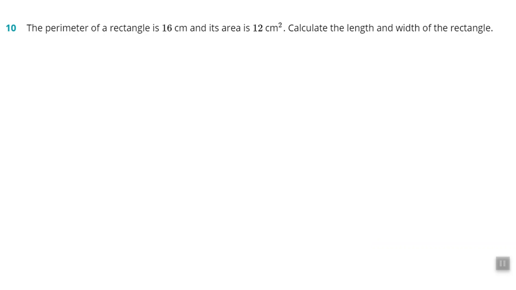This is for Year 11 Methods. We're going to look at question 10 from exercise 3C. The perimeter of a rectangle is 16 centimeters and the area is 12 centimeters squared. Calculate the length and the width of the rectangle.